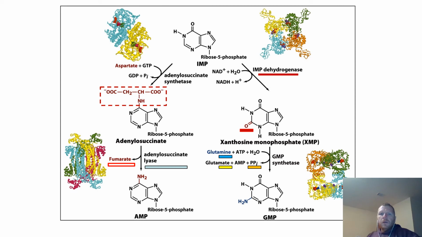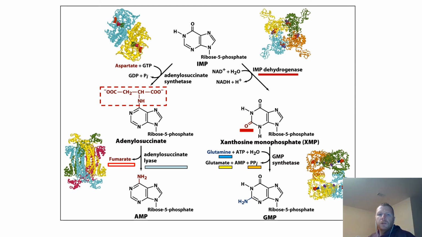Okay, so that inosinate monophosphate, in order to get to our A and our G, what we've got to do is go down two different pathways, one of which is with adenylosuccinate synthetase, where we're going to transfer an aspartate on with the help of GTP. We're going to transfer that aspartate onto the top of our ring, and so now that gives us adenylosuccinate.